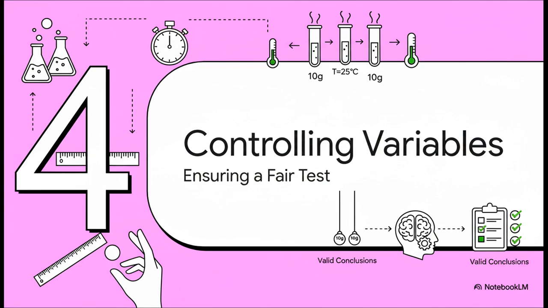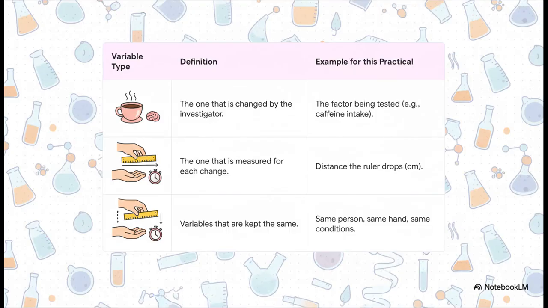Okay, now we're getting to the bit that really separates good science from just messing about in a lab. To get valid conclusions, the kind an examiner is going to give you credit for, you absolutely have to control your variables. So, there are three types of variables you need to get your head around. The independent variable, that's the one thing you deliberately change, like having a caffeinated drink or not. The dependent variable is what you measure, in this case, the distance the ruler drops.